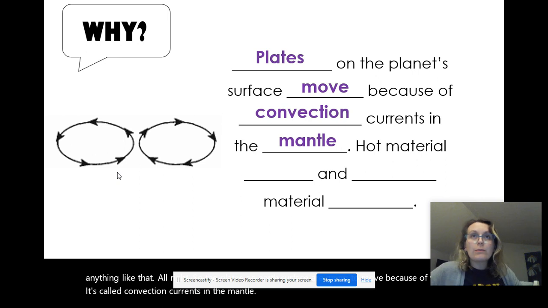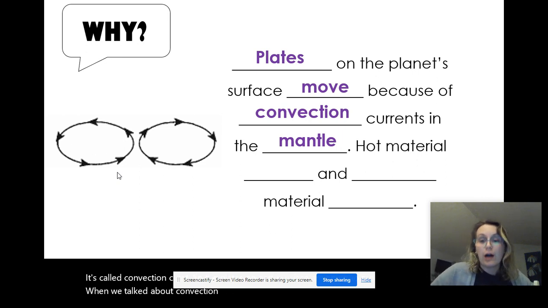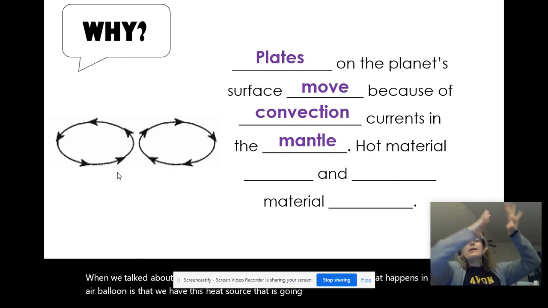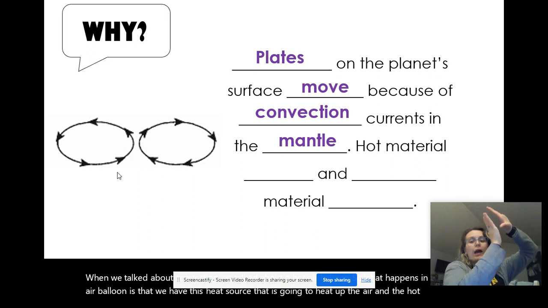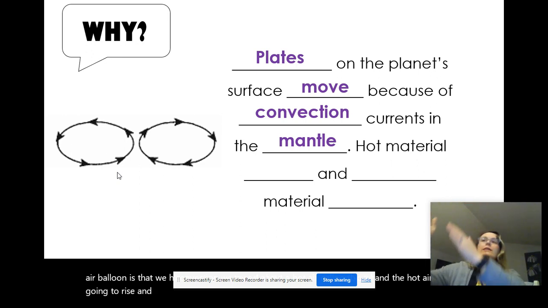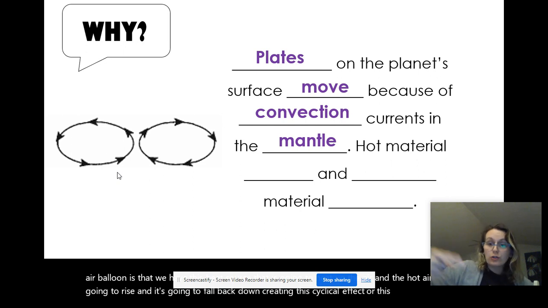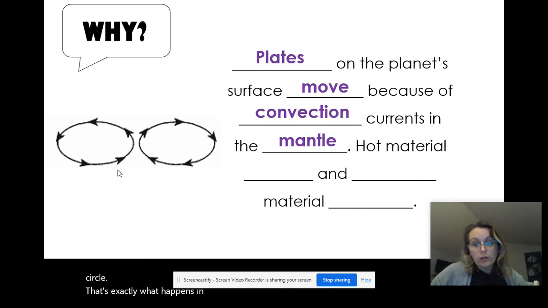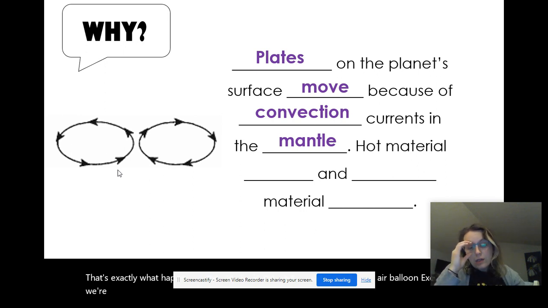All right. So, the plates on Earth's surface are going to move because of what is called convection currents in the mantle. Now, when we talked about convection, we talked about a hot air balloon. So, what happens in a hot air balloon is that we have this heat source that is going to heat up the air, and the hot air is going to rise and it's going to fall back down, creating this cyclical effect or this cycle, right? This circle. That's exactly what happens in the mantle. So the earth is just kind of like a hot air balloon, except we're staying still.